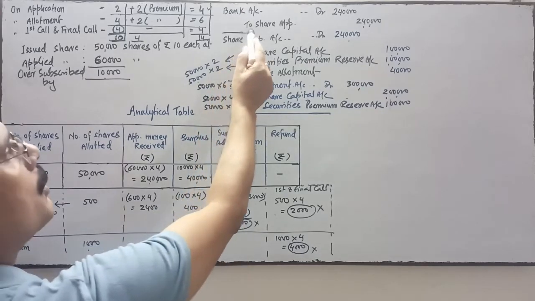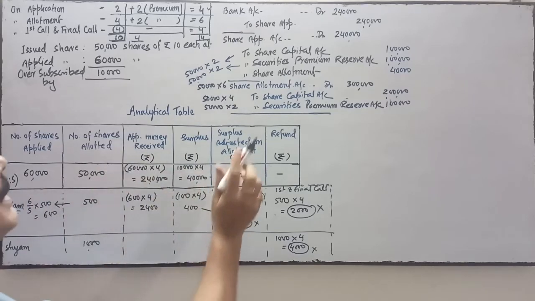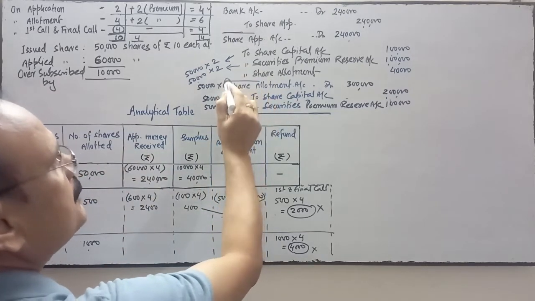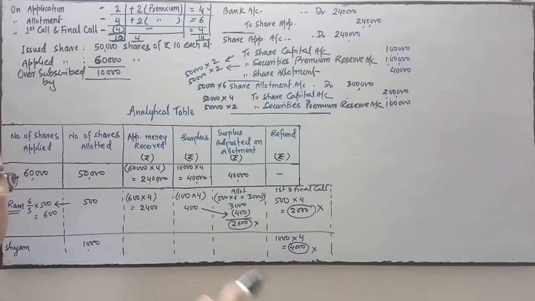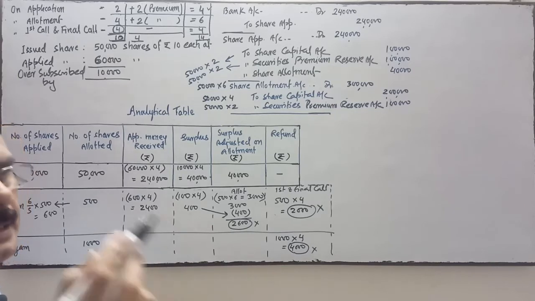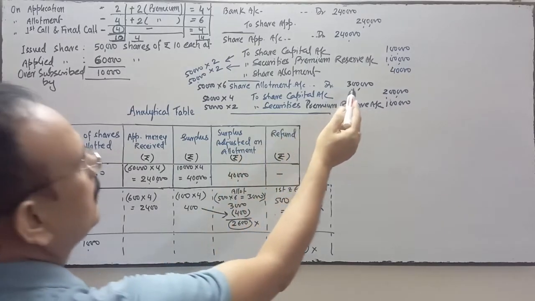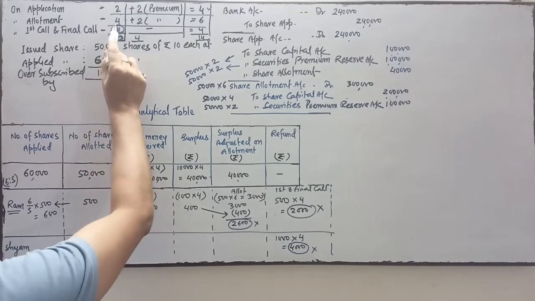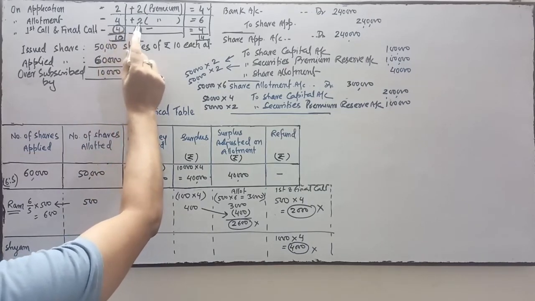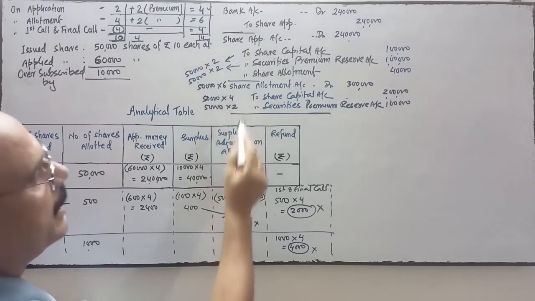Here the narration will be what? Being application money received on 60,000 shares at the rate of rupees 4. Here the narration will be being application money transferred to share capital and securities premium reserve and excess is adjusted on allotment. So here the calculation is number of shares allotted is 50,000. So this 4 rupees will be in the capital, this 2 rupees, 50,000 into 2, will be in the securities premium reserve and 50,000 into 6 will be in the share allotment.